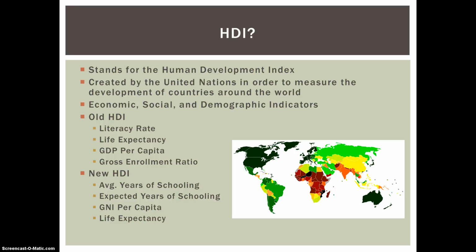And so this brings us to HDI, and this is a way of actually quantifying development. It stands for the Human Development Index. It was created by the United Nations in order to measure the development of countries around the world. And before, we were talking about how we can have a variety of indicators. And so the United Nations has grouped them together into three main categories: economic indicators, social indicators, and demographic indicators.